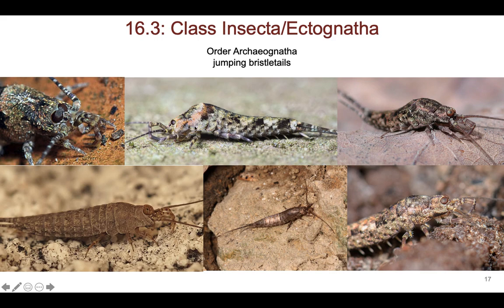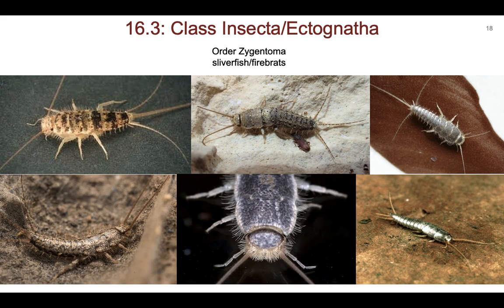These are the jumping bristletails. You've probably seen these in your house. They are often confused with the other primitive order, which are the Zygentoma, which are the silverfish or the firebrats. They're called silverfish because they have a silvery appearance, and they do look very similar to the Archaeognatha. This is just some of the diversity. They can sort of be pests in your house. They'll eat the cellulose and the glue binding in books, but really they're not going to do a lot of damage unless you have a major infestation.